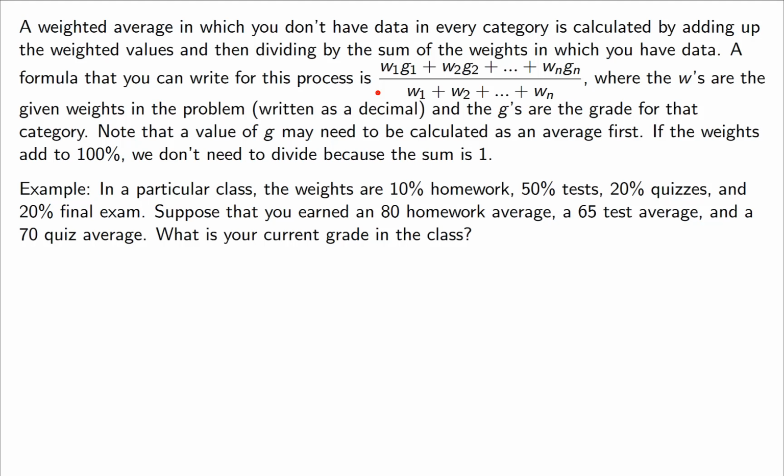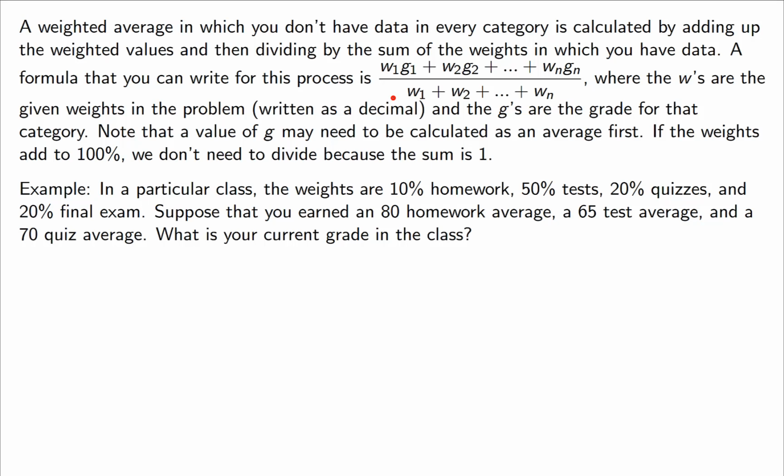And the way to do that is to divide by the sum of the weights that you have at the moment. Now, if you do have all of the data, then the sum of the weights will be 100% of your grade, and dividing by 1 doesn't do anything. So you only need to divide by the sum of the weights when you are missing data. Now let's do an example of what this looks like.